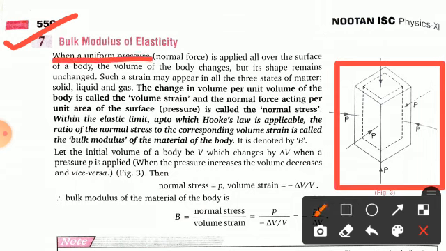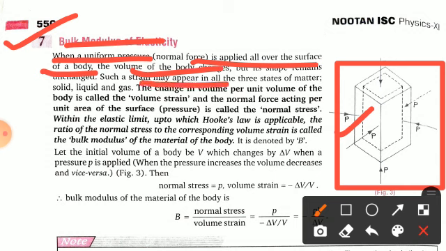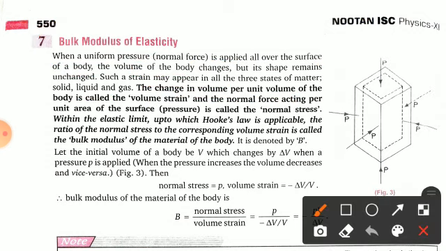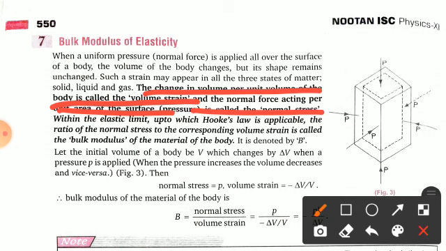So when a uniform pressure, a normal force, is applied over the surfaces of a body, you can see here this is a cuboid, and the pressure is exerted over the surface normally. So what happens? The volume of the body changes, but its shape remains unchanged. Such a strain may appear in all the three states of matter, that is solid, liquid and gas. The change in volume per unit volume of the body is called the volume strain. Clear? And the normal force acting per unit area of the surface, the pressure, is called the normal stress.